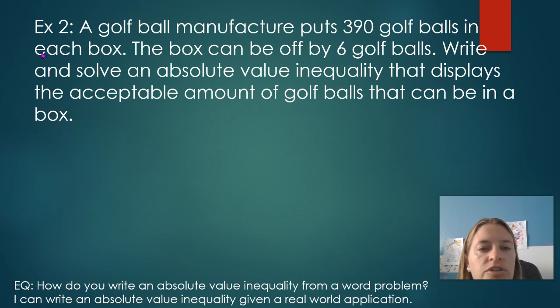So this is the one I want you to try yourself, please. Example 2: a golf ball manufacturer puts 390 golf balls in each box. The box can be off by as much as 6 golf balls. Write and solve an absolute value inequality that displays the acceptable amount of golf balls that can be in a box.